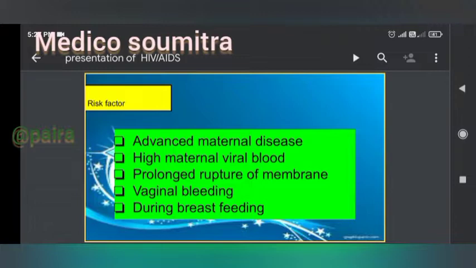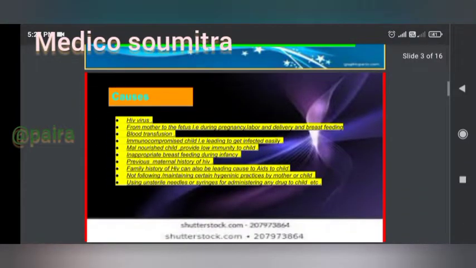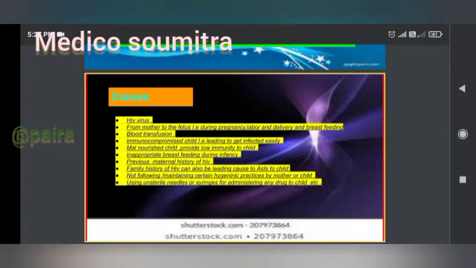Now we'll see the causes. The HIV virus, the human immunodeficiency virus, is one of the causes of AIDS. Next, from mother to fetus, that is during pregnancy, labor, delivery and breastfeeding. If the mother is already infected with AIDS, there is more chance of transmission of the virus from mother to fetus, during pregnancy, labor or breastfeeding. All these can be causing factors for the child getting attacked with AIDS.